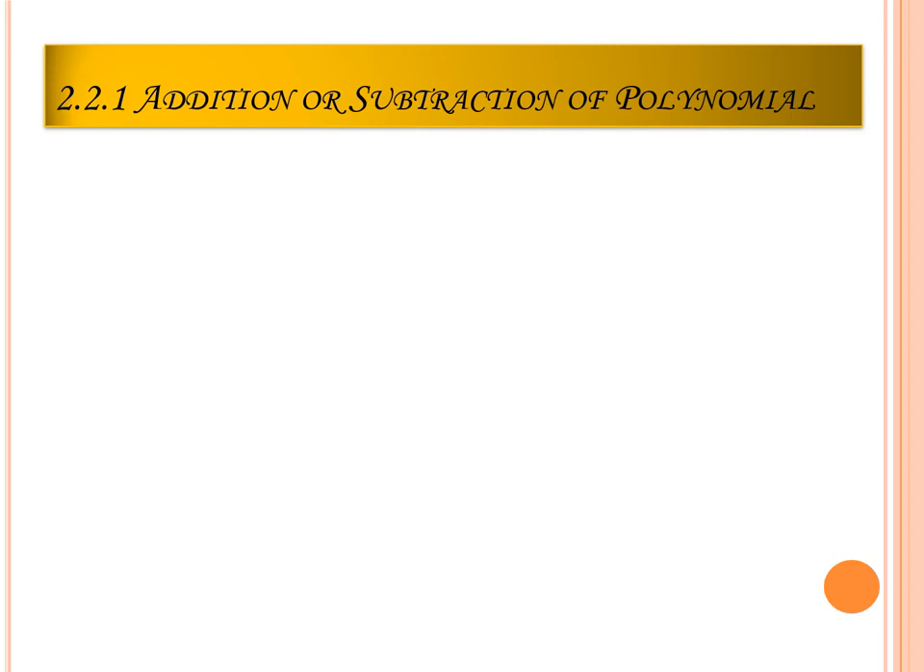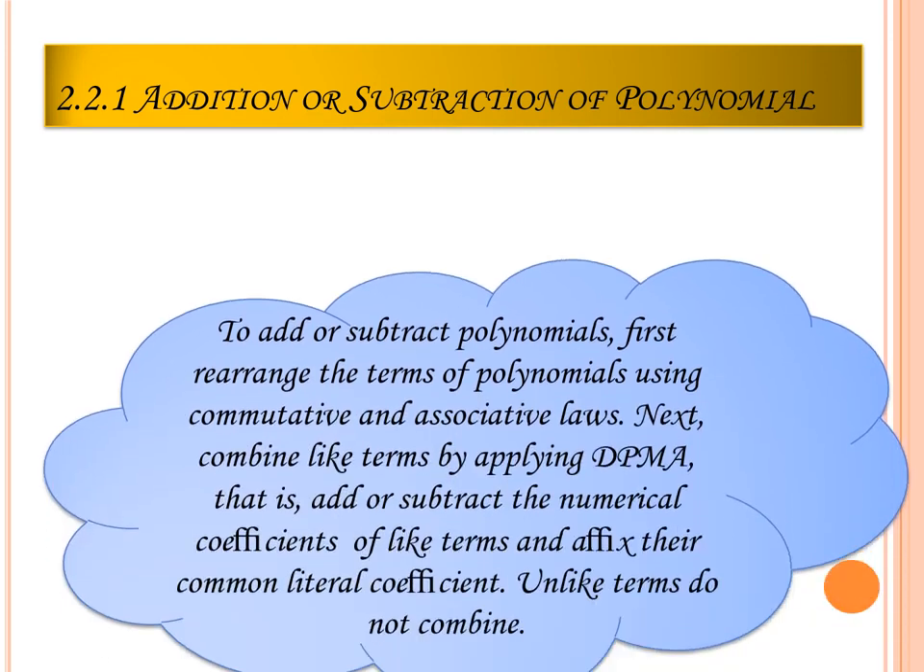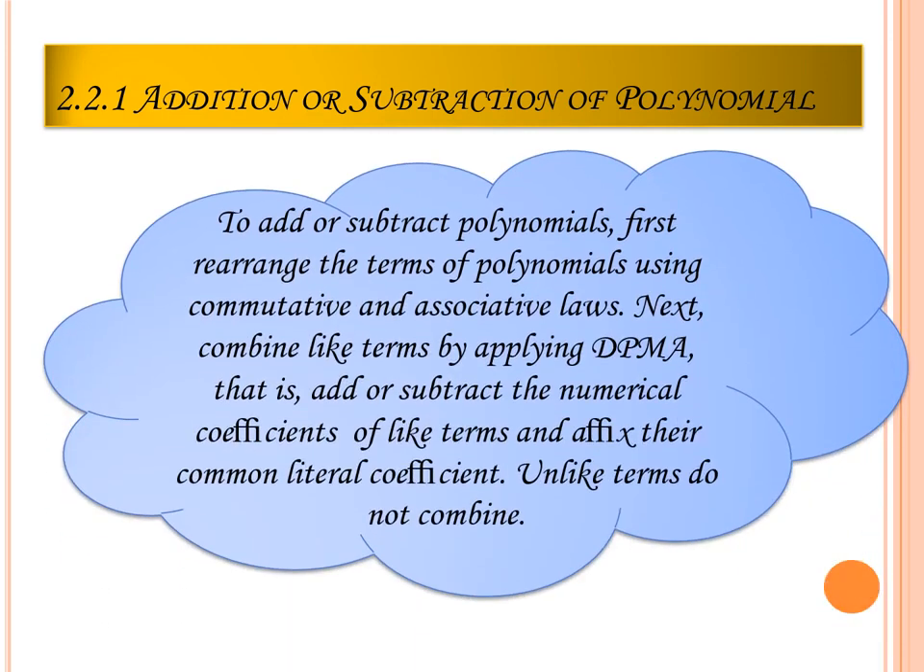For our first topic of this discussion, we're going to add or subtract polynomials. To add or subtract polynomials, first, rearrange the terms of polynomials using commutative and associative laws. Next, combine like terms by applying DPMA. That is, add or subtract the numerical coefficients of like terms and affix their common literal coefficient. Unlike terms do not combine. Remember, class, unlike terms do not combine.